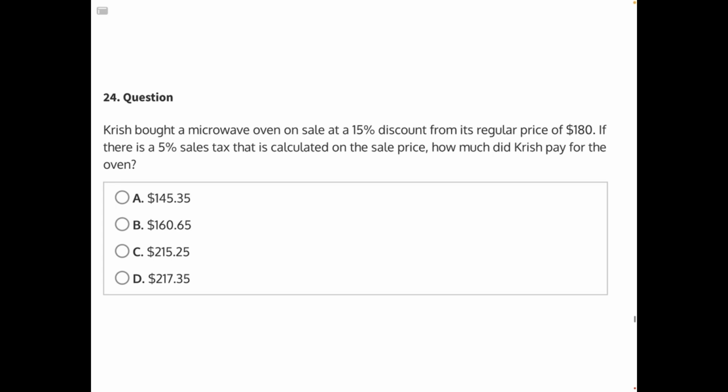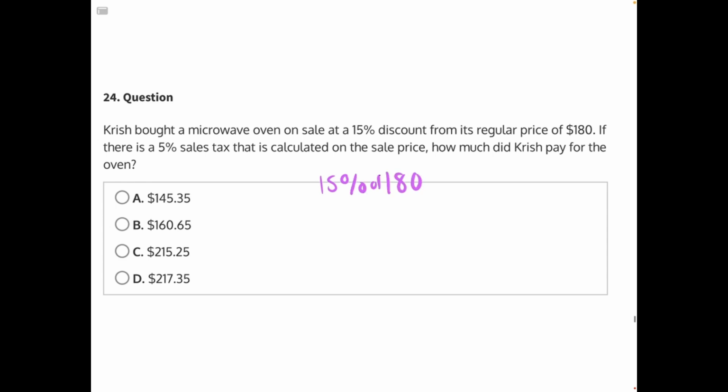Krish bought a microwave oven on sale at a 15% discount from its regular price of $180. If there is a 5% sales tax that is calculated on the sale price, how much did Krish pay for the oven? Let's start by finding the sale price. So to find the sale price, we need to figure out what is 15% of 180.